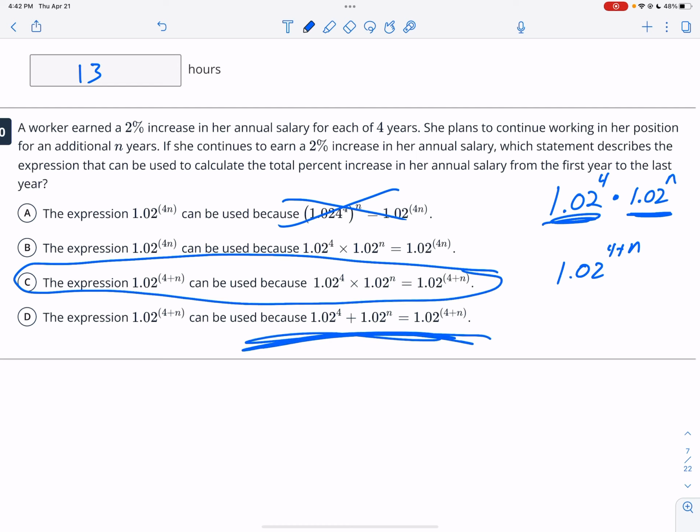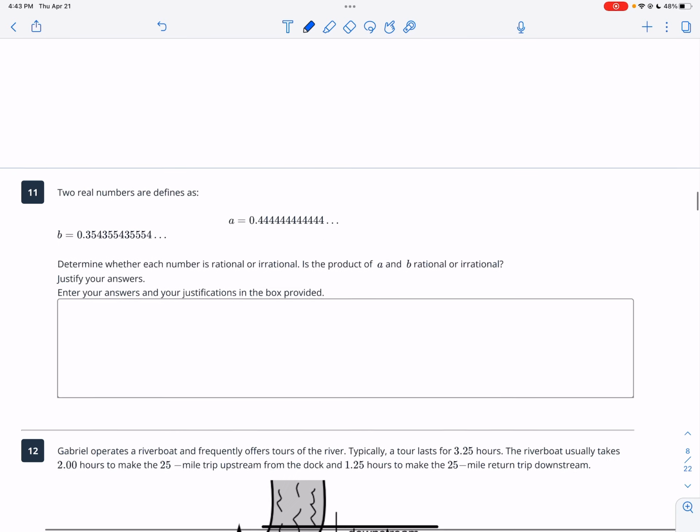This is not true because that's adding that little bit, and we're not looking for that. We're taking her salary and multiplying it by 1.02 a certain number of times to figure out how many years will go by, because it's an annual salary increase.